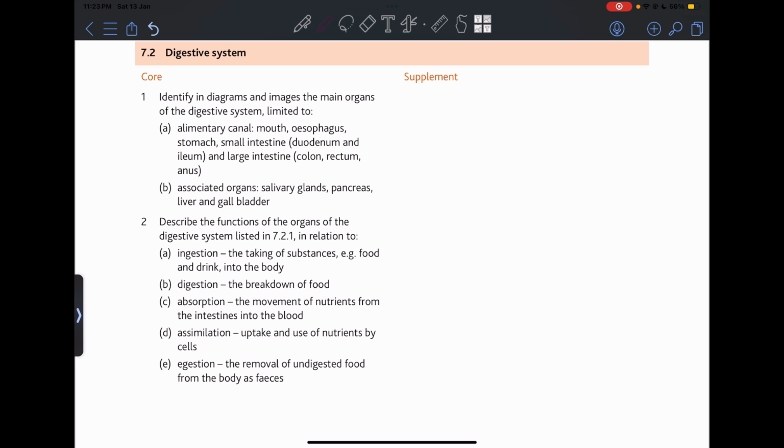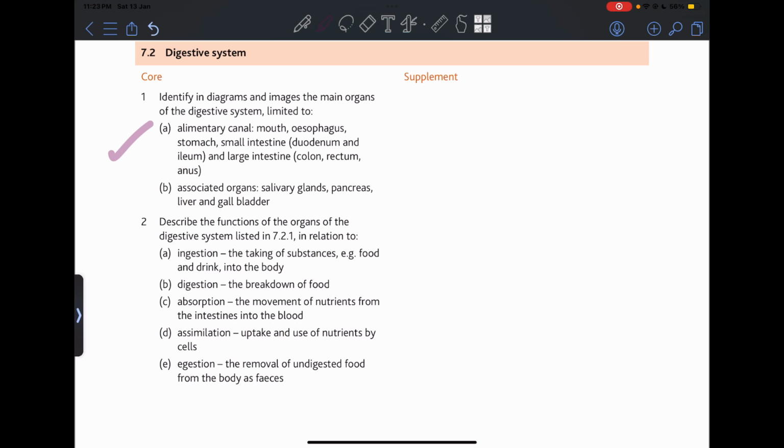And you have to know about the associated organs like the salivary glands, pancreas, liver, and gallbladder. These are organs that are related to digesting and the digestive system. Number 2 says describe the functions of the organs that were listed in 7.2.1, which is this part.